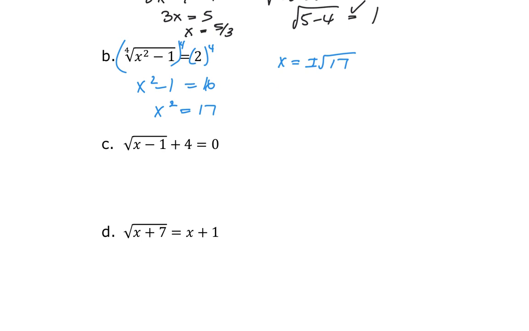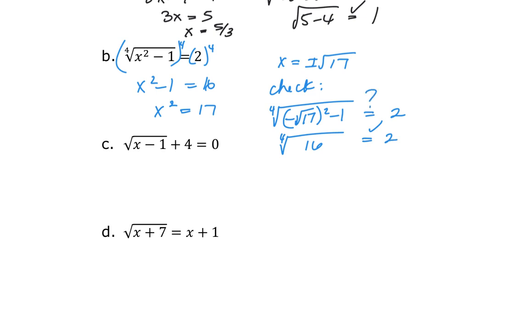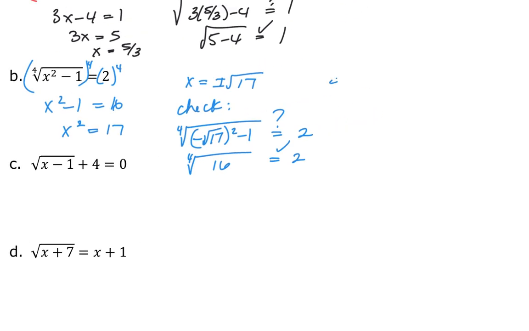Now I need to check. If I take the 4th root of negative square root of 17, the quantity squared minus 1, does that equal 2? And since I end up with the 4th root of 16, that does indeed equal 2. And the same thing is going to be true when I take the 4th root of the square root of 17 squared minus 1, that does indeed also equal 2.